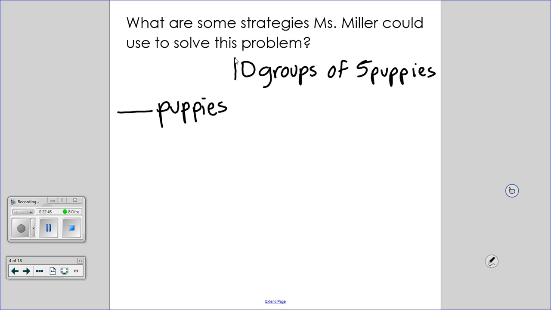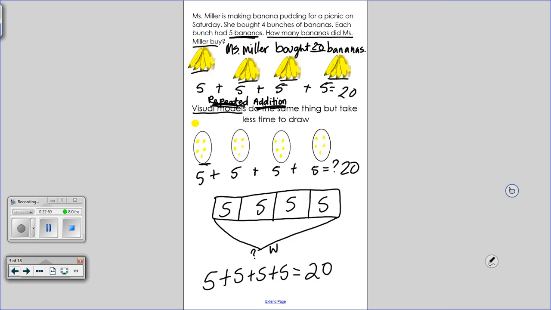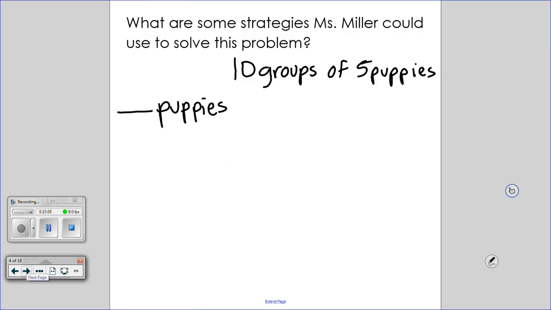We are not going to do a drawing out version. I'm not having you draw puppies. Holy moly, I don't have time for that. We will do both the circles and dot visual model as well as a bar model. So we're going to do our circles and dots first.